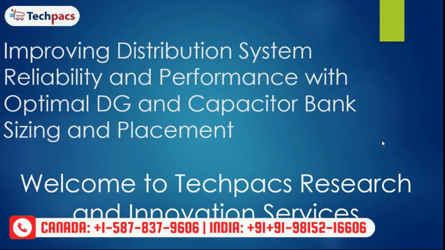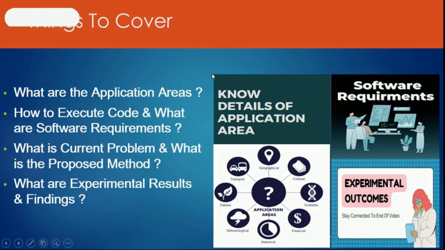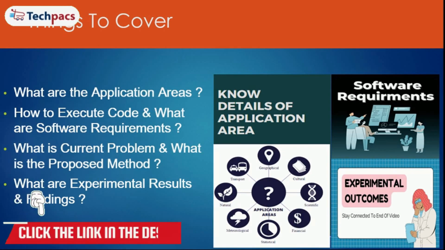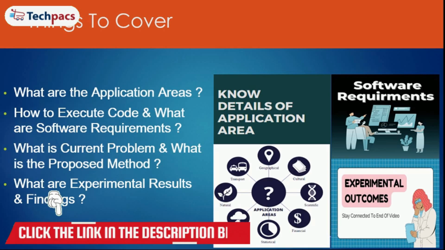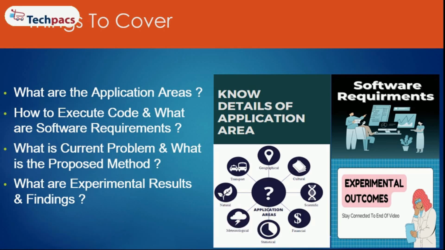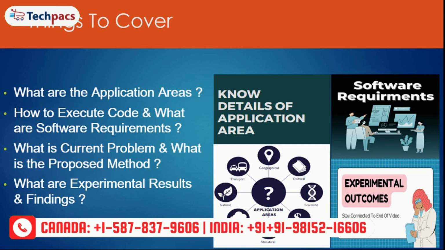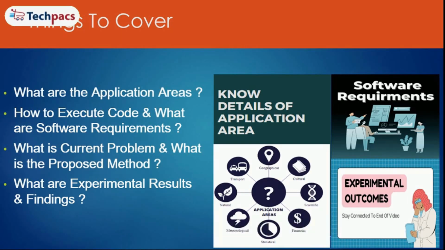Before moving to the video, let's talk about what we will cover in this. In this video, we will initially talk about in which application areas this system is to be implemented and where it can be useful. Secondly, we will talk about the code we have designed, how to execute it, and what the software requirements for it are. Later on, we will talk about the current problems and the current systems working in the same domain, and what exactly is happening in our proposed method. Finally, the experimental outcomes and the findings will be overviewed. So let's talk about the application areas.